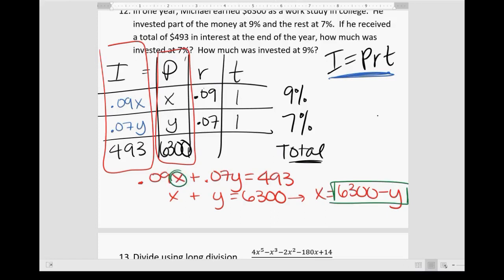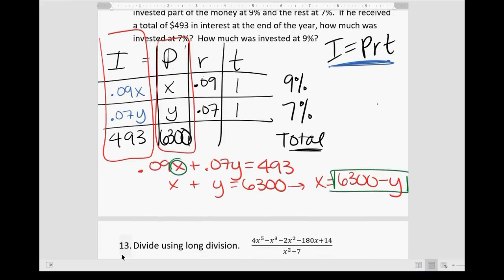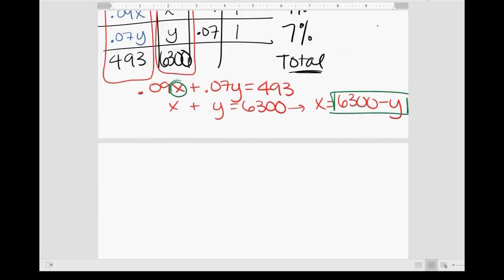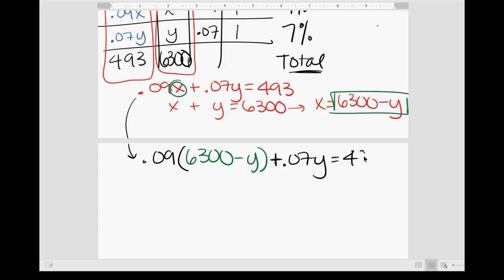So 0.09 times 6,300 minus y plus 0.07y equals 493.